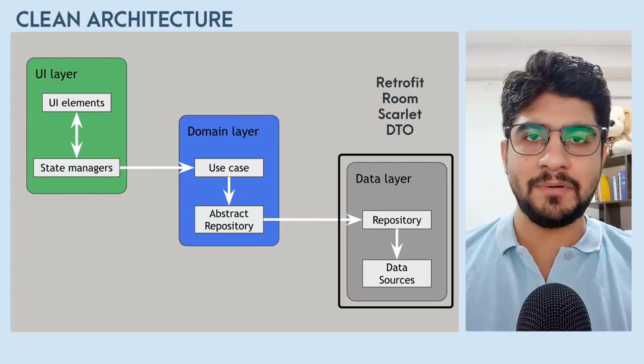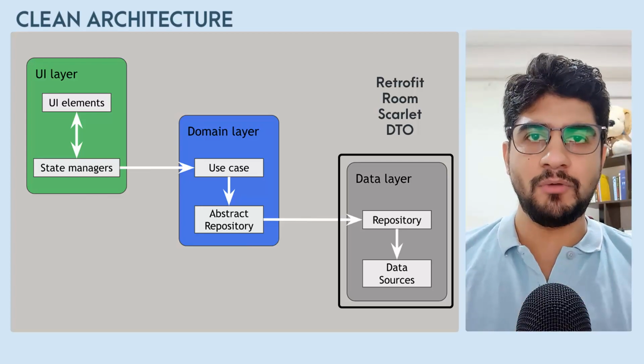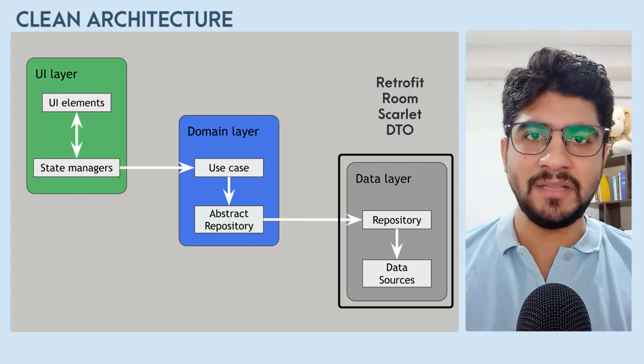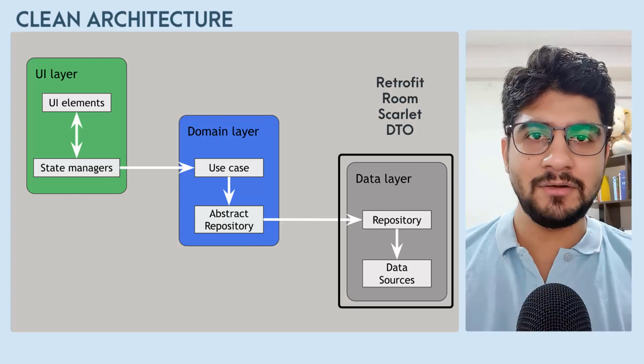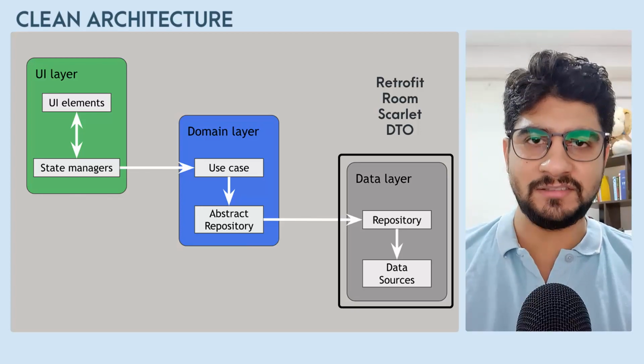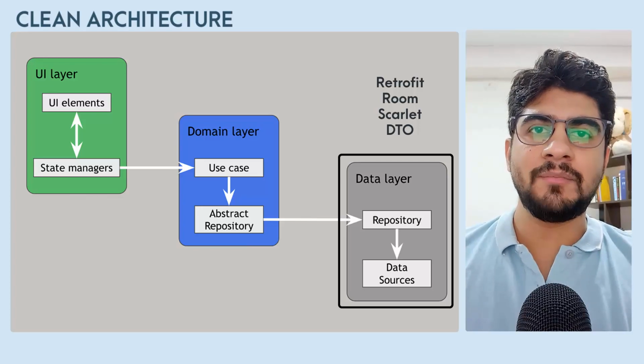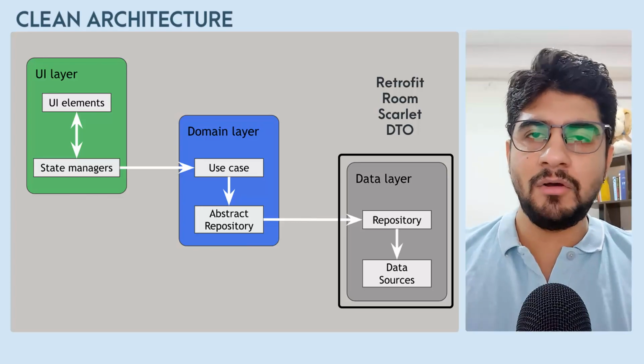You then use a mapper to convert your DTO model to a domain model so that the use case which has called the repository method can get the domain model in return and provide that to the caller, that is the view model in this case. From the view model, you know that the UI will update itself because it is observing the LiveData or Kotlin Flow.